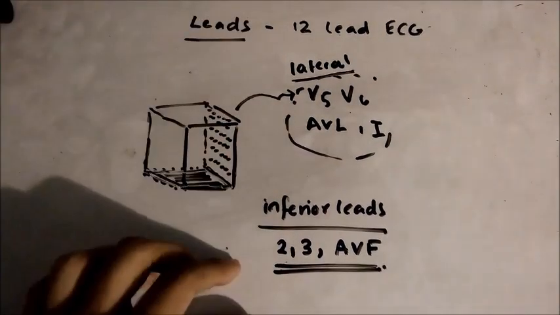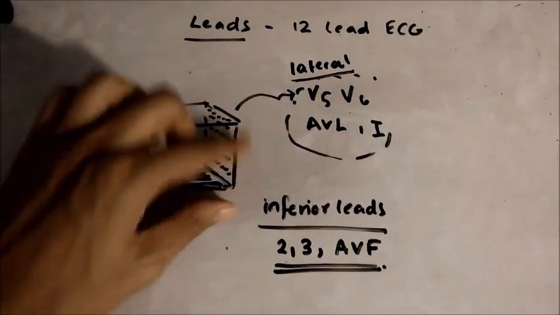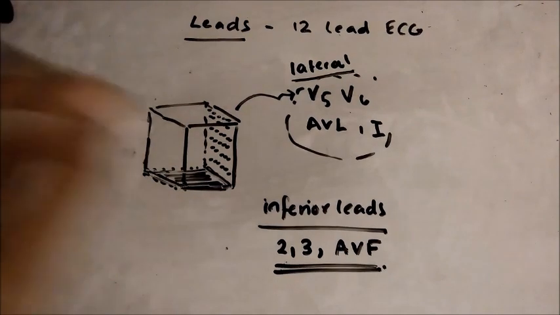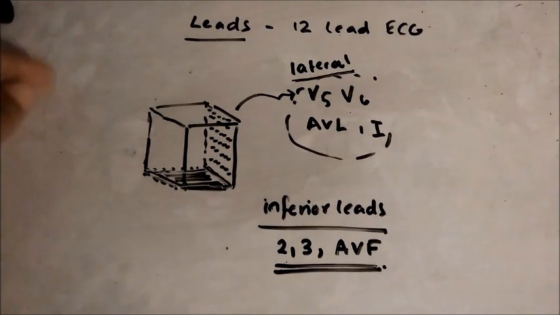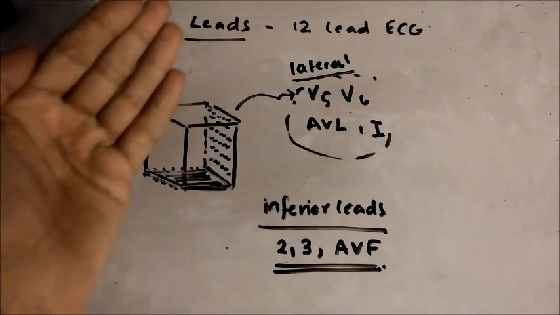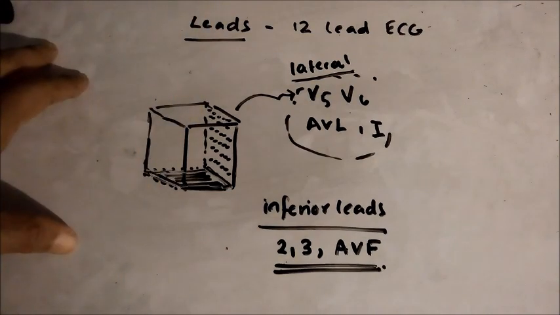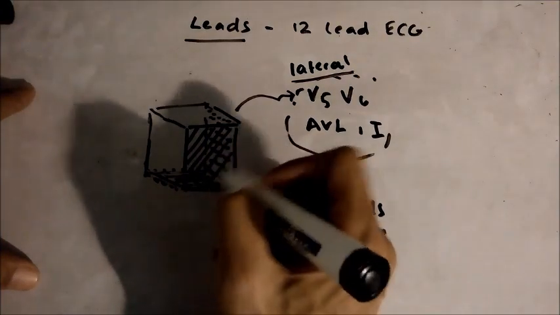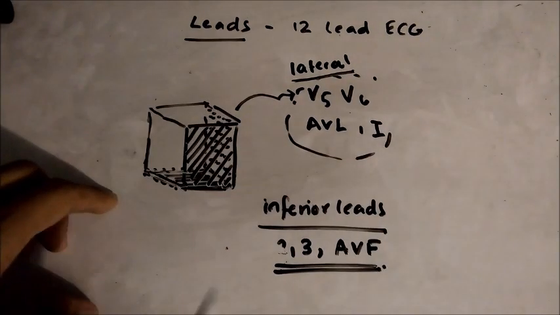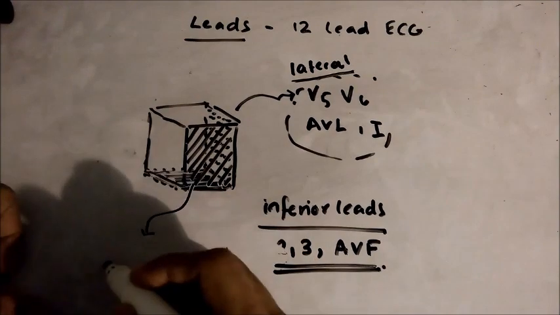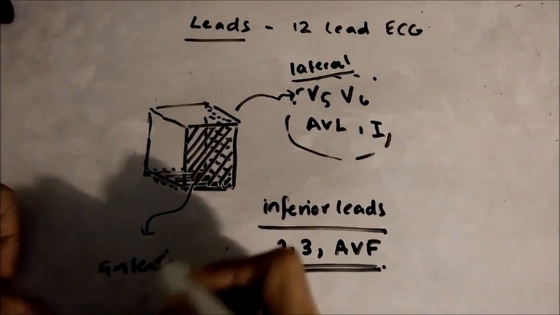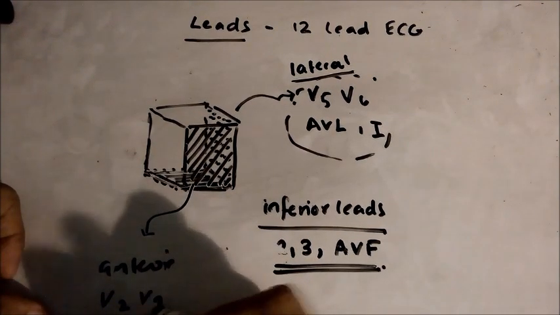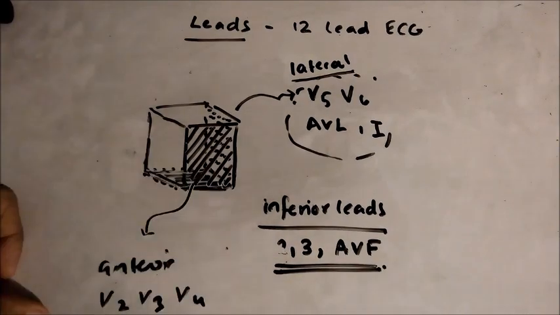So after the lateral and the inferior leads, we have this part of the heart which is facing towards us, facing towards the chest. And again there are some leads which will tell us about the border which is anterior, right? So the anterior border, which is this, has its other kind of leads, and those are the anterior leads. The anterior leads are V2, V3, and V4.